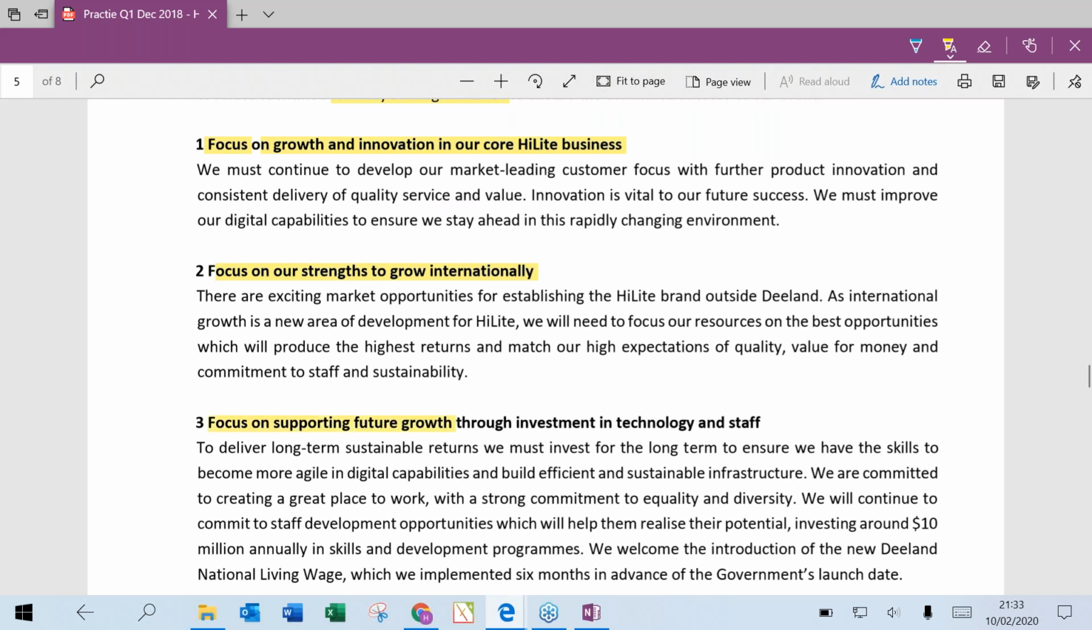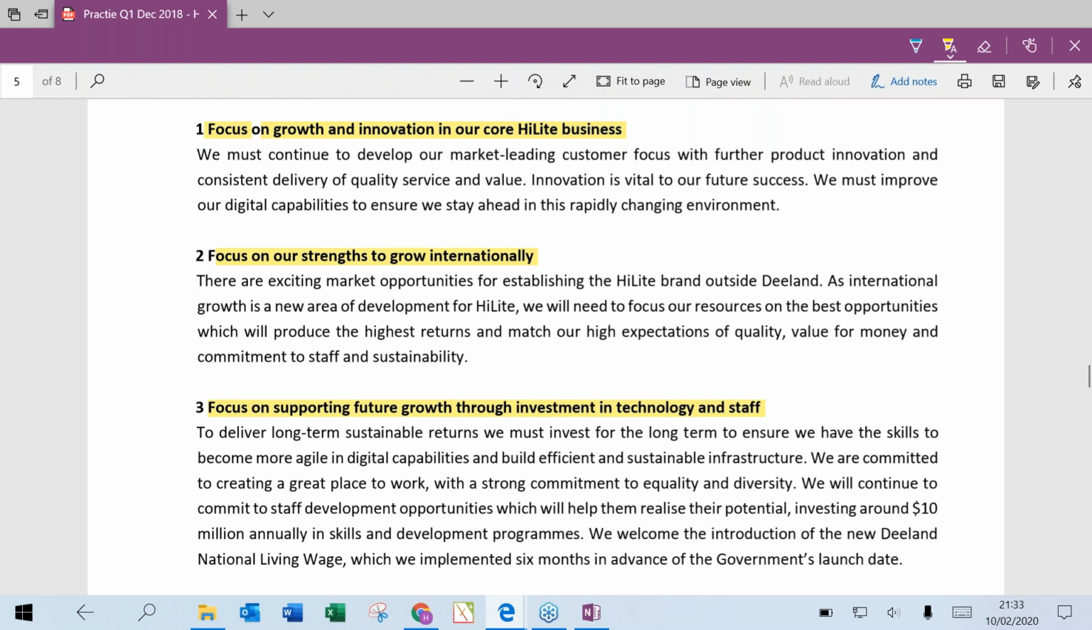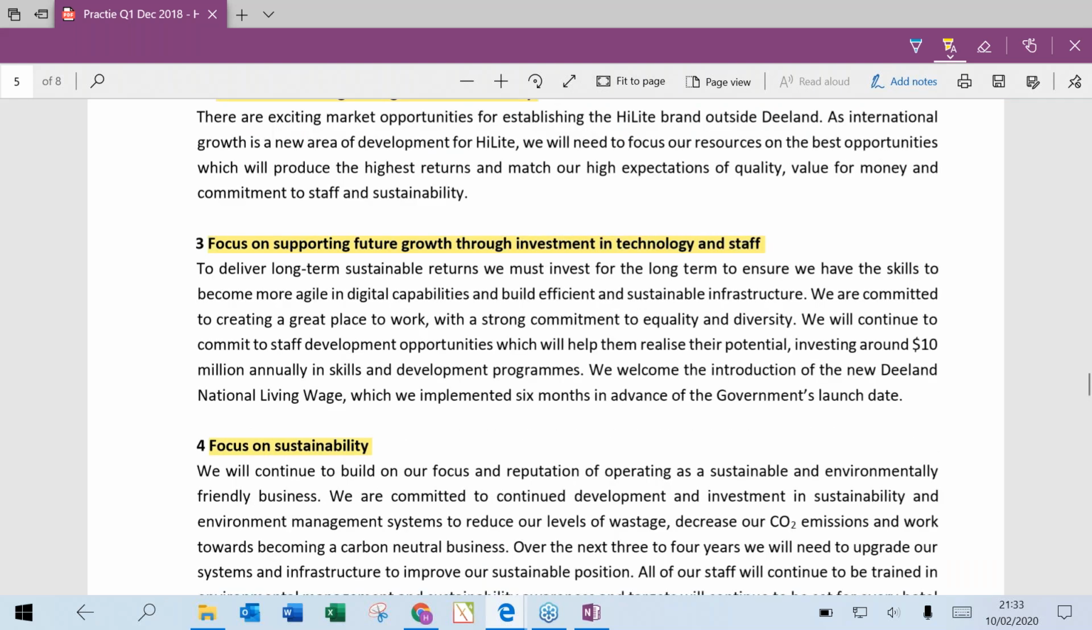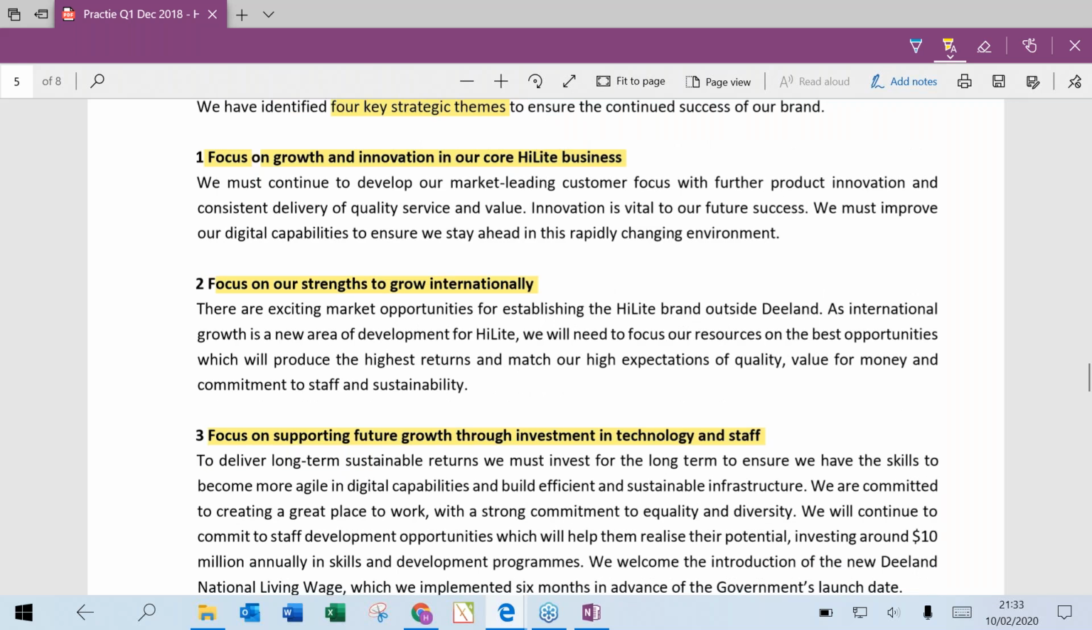Focus on supporting future growth through investment in technology and staff. And focus on sustainability, which is more about environment and CO2. So these are the 4 main things.